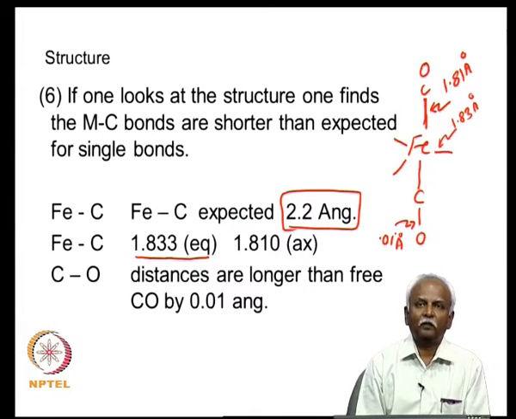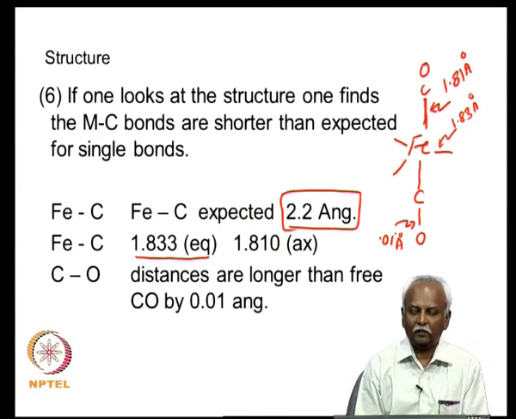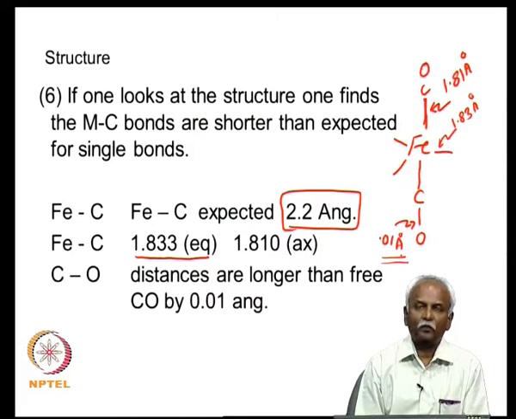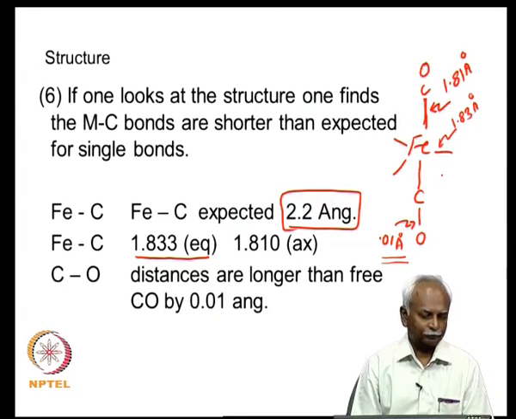So, you have things that we need to explain. First of all, the fact that all of them have this 18 electron structure. Secondly, you have to explain the fact that you have shorter bonds than what you expect for a single metal carbon bond. And the third point that we note is that you have a carbon oxygen bond distance which is slightly longer. So, you have a very small elongation of the carbon monoxide bond, and you have a shortening of the iron carbon bond.